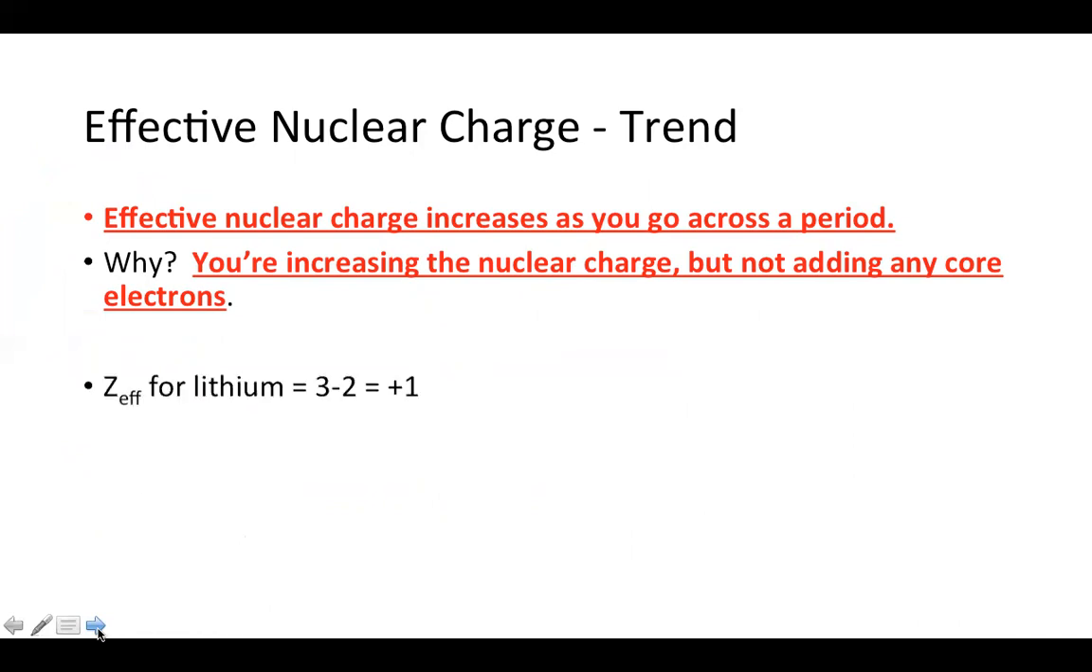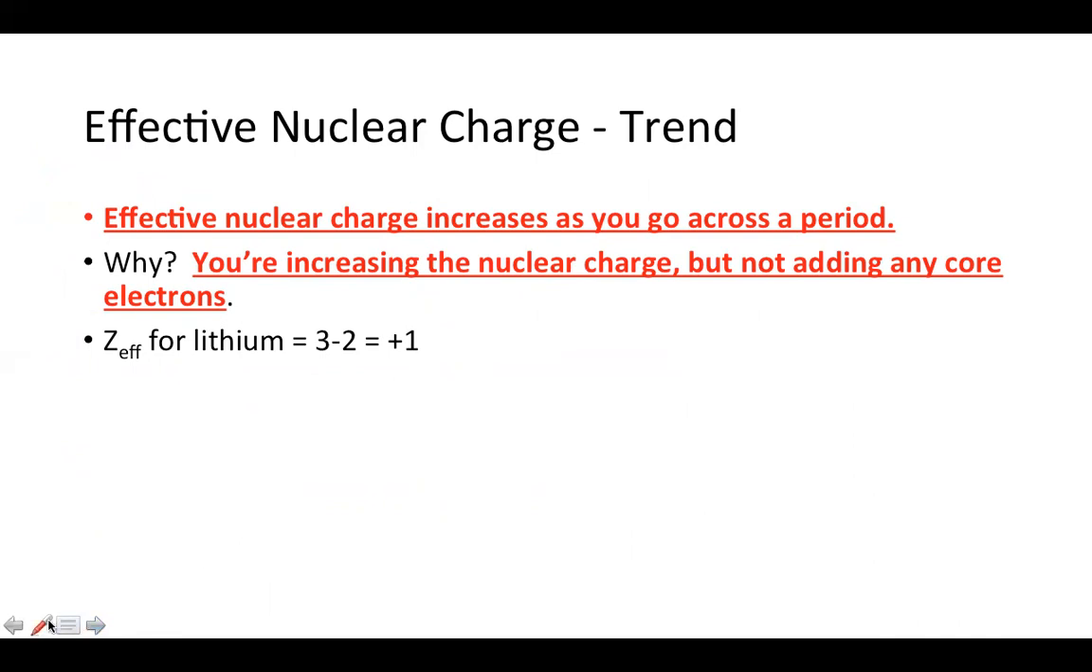So for instance, if we're looking at lithium, lithium would have an effective nuclear charge of +1. And again, we can get that because inside lithium's nucleus, we have 3 protons, and then again, some neutrons. Around lithium, there are 2 principal energy levels. The first one has 2 electrons, and the last one has 1. So lithium's effective nuclear charge would be 3 minus 2, which gives us +1.